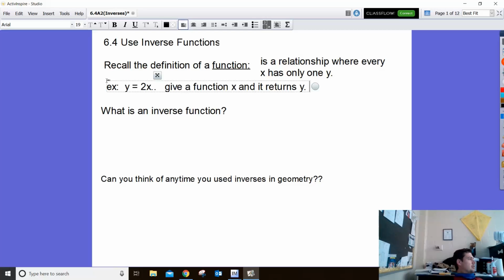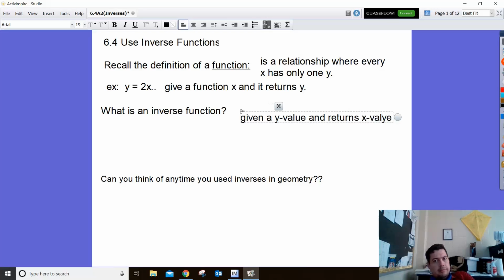An inverse function is different. An inverse function is given y, and it returns the x value. Inverse more or less means opposite. You actually have used inverse functions in your life. You use them in geometry.